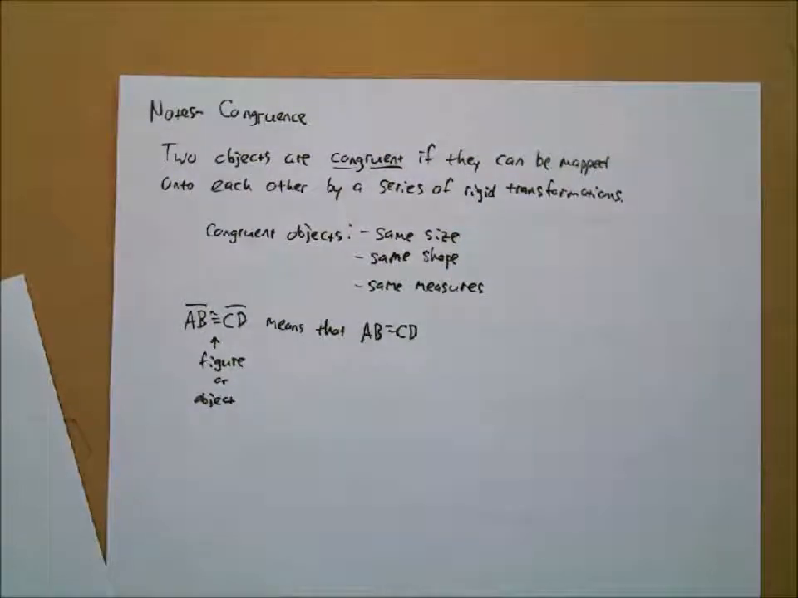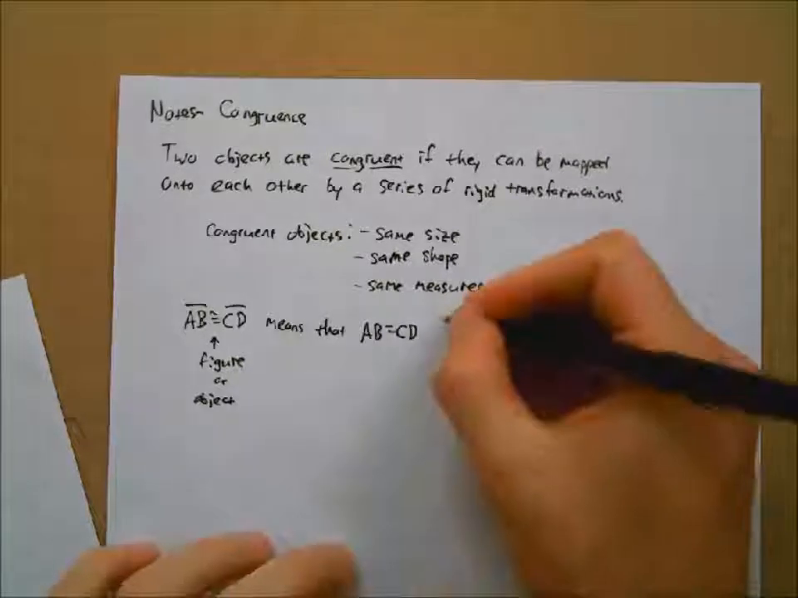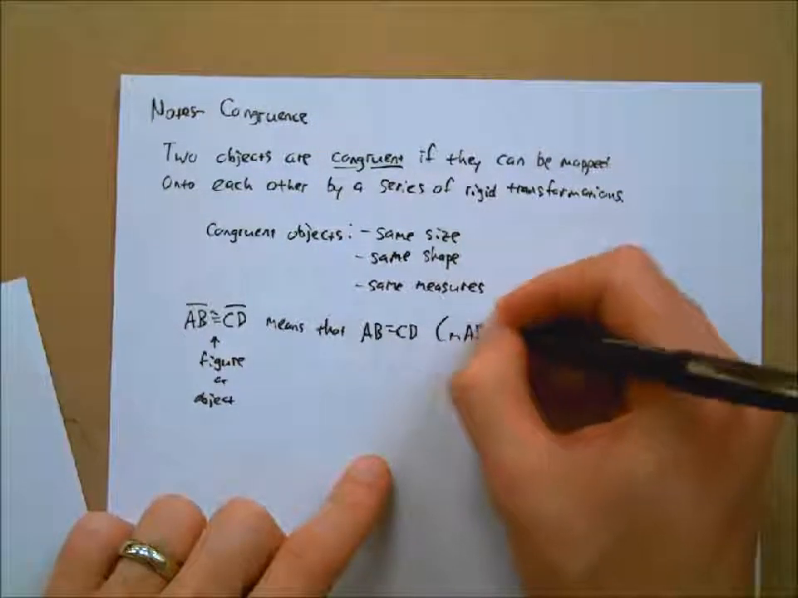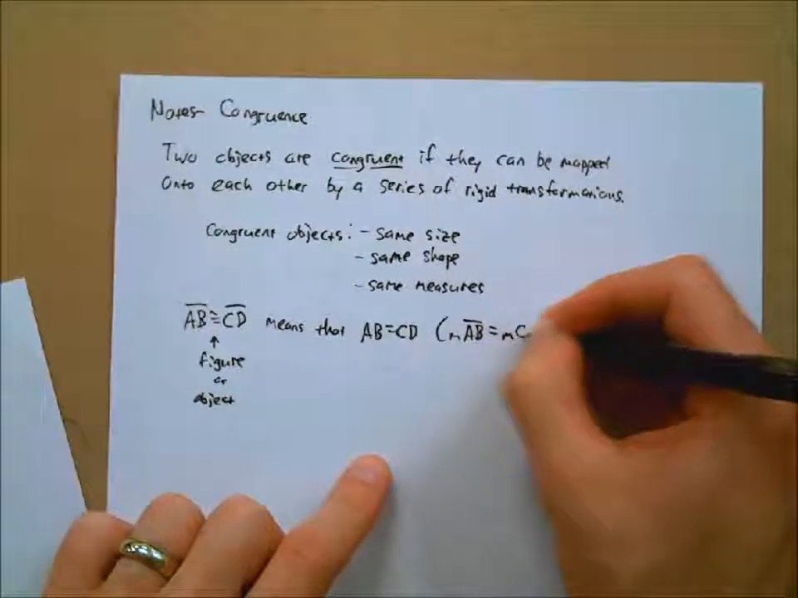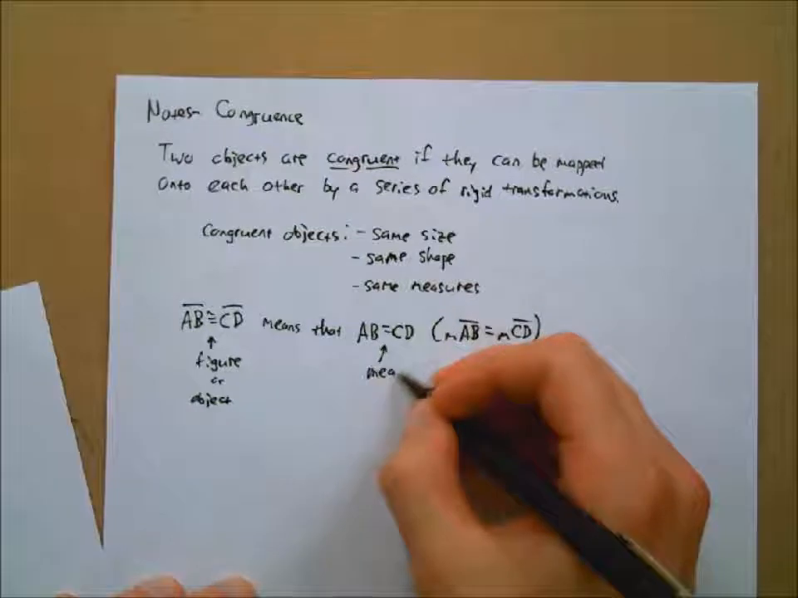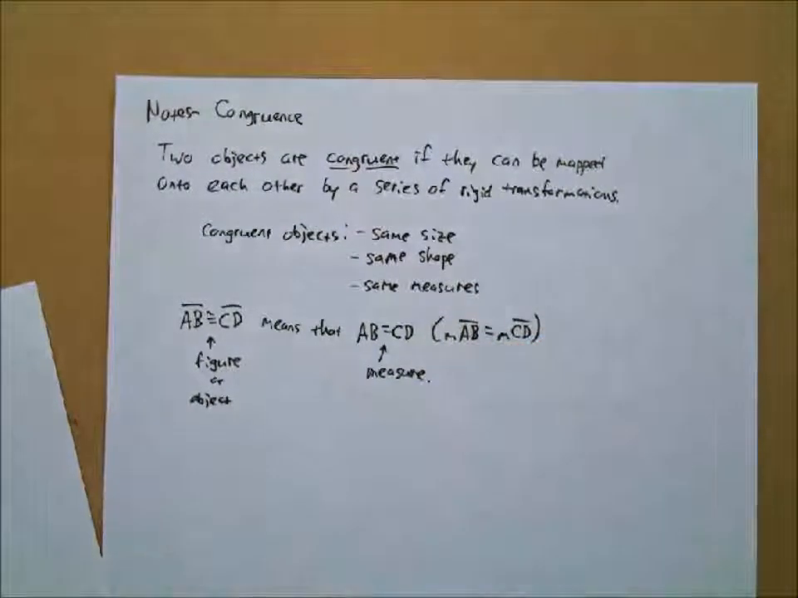Remember, when you don't put the segment mark above it, that means the measure of AB equals the measure of CD. Of course, if you don't like having to remember when and when not to put the segment above it, you can just put the M in front and say measure of AB equals the measure of CD. That'll also signify you're talking about the measure. An equal sign is used to equate numeric value. AB and CD are referring to a numeric value, the lengths of those two segments. Segment AB and segment CD, congruent to each other, those are referring to objects, figures.